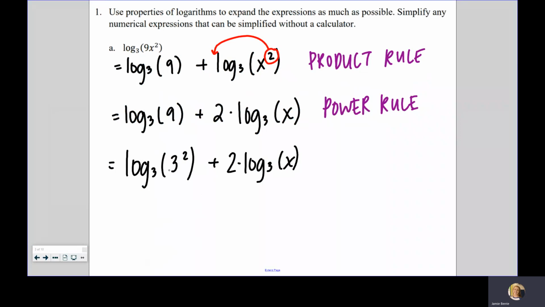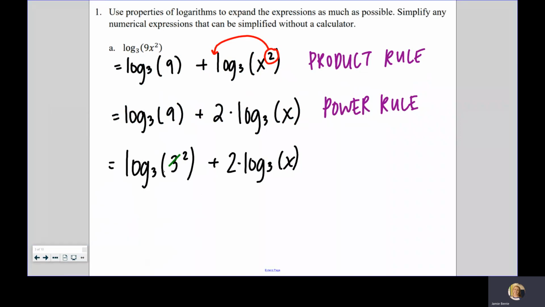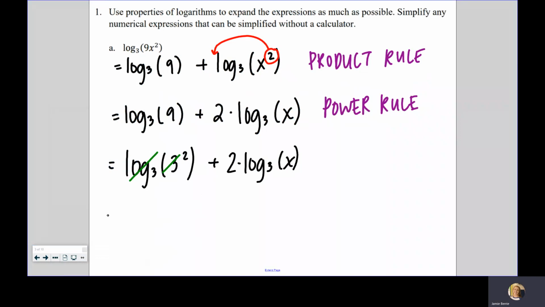All right, and then I can use my properties of logarithms that I learned in the last section, which tell me that if my base matches my argument, those guys are going to cancel. And you're left with just 2 plus 2 times log base 3 of x. Notice that I didn't write the little dot for multiplication there. That's totally fine. It doesn't make it incorrect to write the dot. Either way is fine.